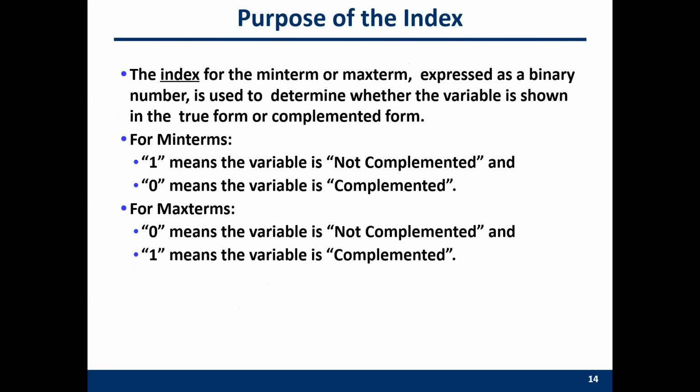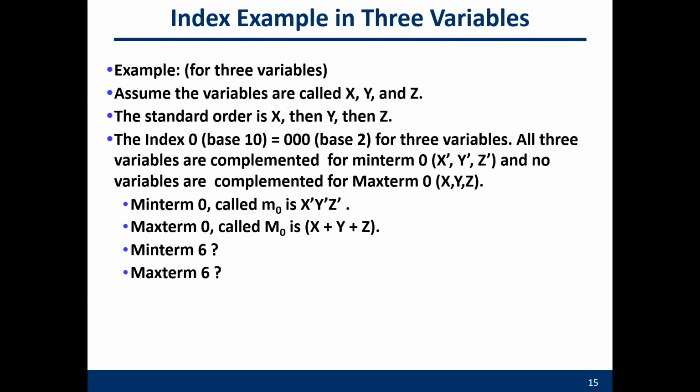So the meaning of the index of the minterm or max term is different. For the minterm, 1 means the variable is not complemented, and 0 means the variable is complemented. But for the max term, they have a reversed meaning. 0 means the variable is not complemented, and 1 means the variable is complemented. Not complemented means the normal variable.